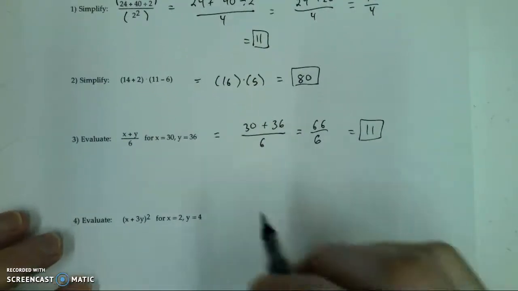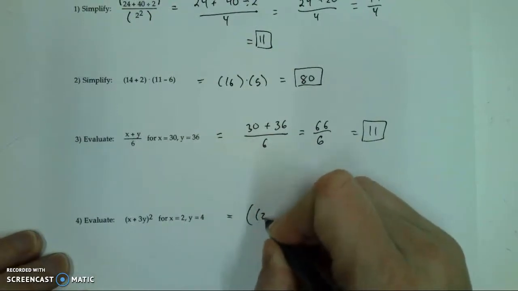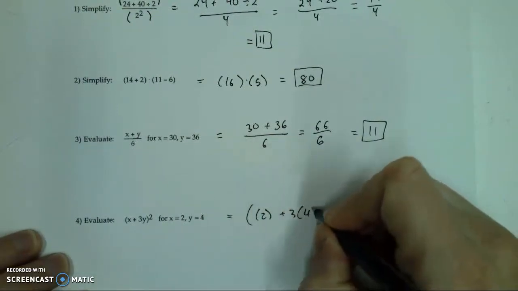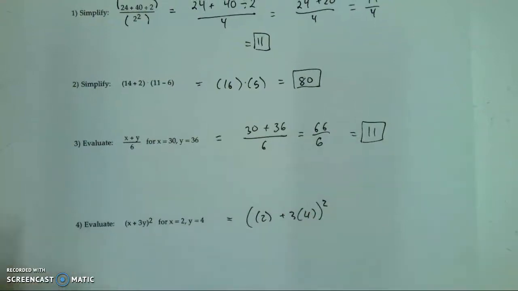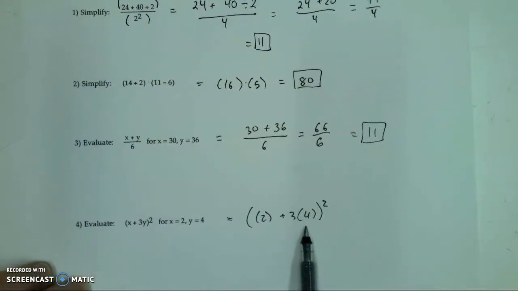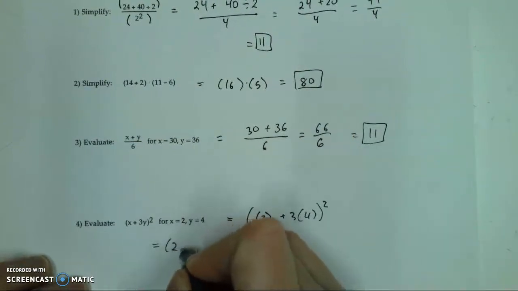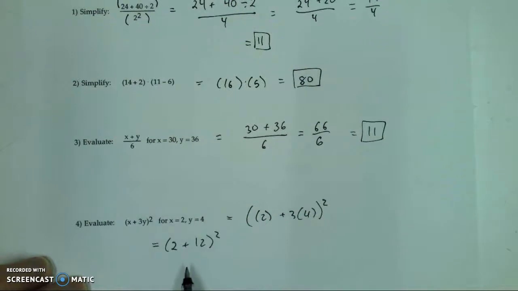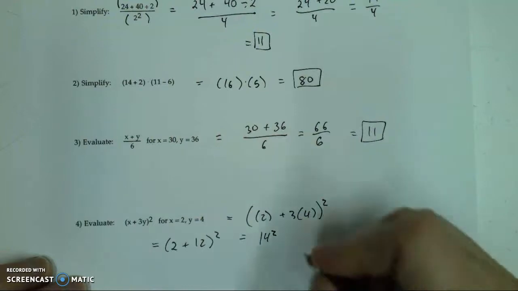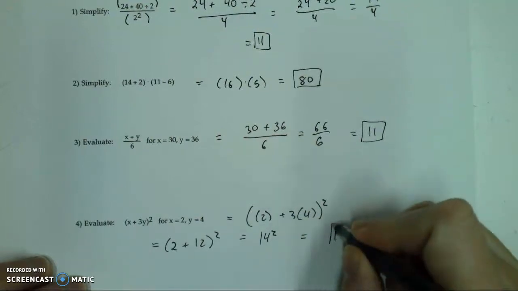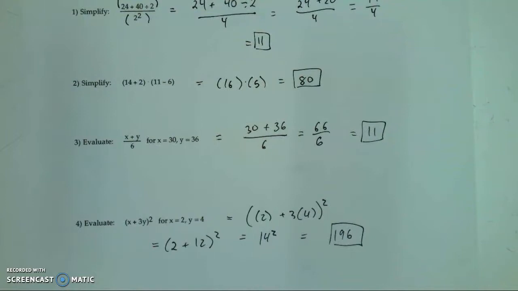I've got one more problem. This time, x is 2, and y is 4. You'll notice I often put them in parentheses, and that's to, for example, see that this is multiplication. If there are any exponents, that can also help me see it. Now I do have an exponent here, but that is going to be the very last thing I do. So let's start on the inside. 3 times 4 is 12. Then I've got to add to get 14. And finally, I do the square. 14 squared is 196. And that is my answer.